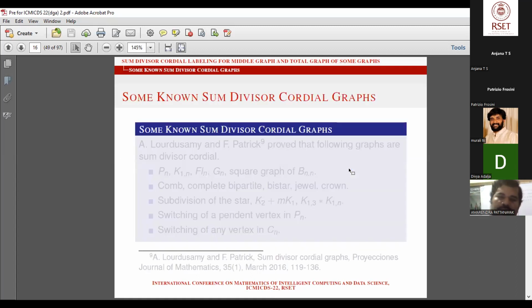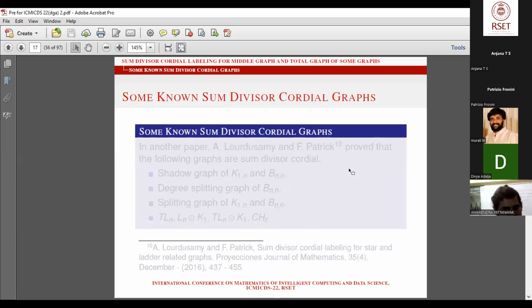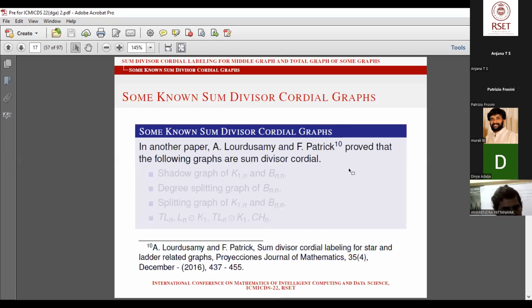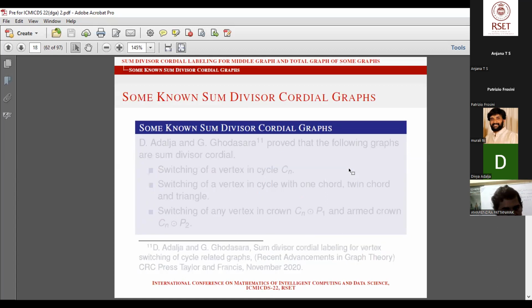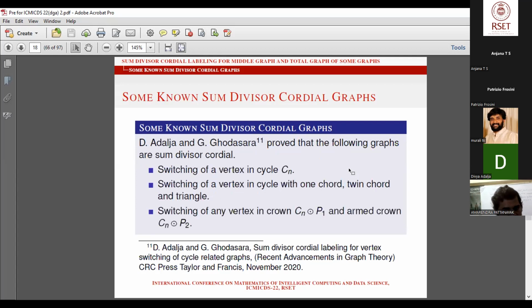Some known sum divisor cordial graphs. Lourdusamy and F. Patrick proved the following graphs are sum divisor cordial. In another paper, Lourdusamy and F. Patrick also proved the following graphs are sum divisor cordial. Adalja and Khodasra also proved the following graphs are sum divisor cordial.